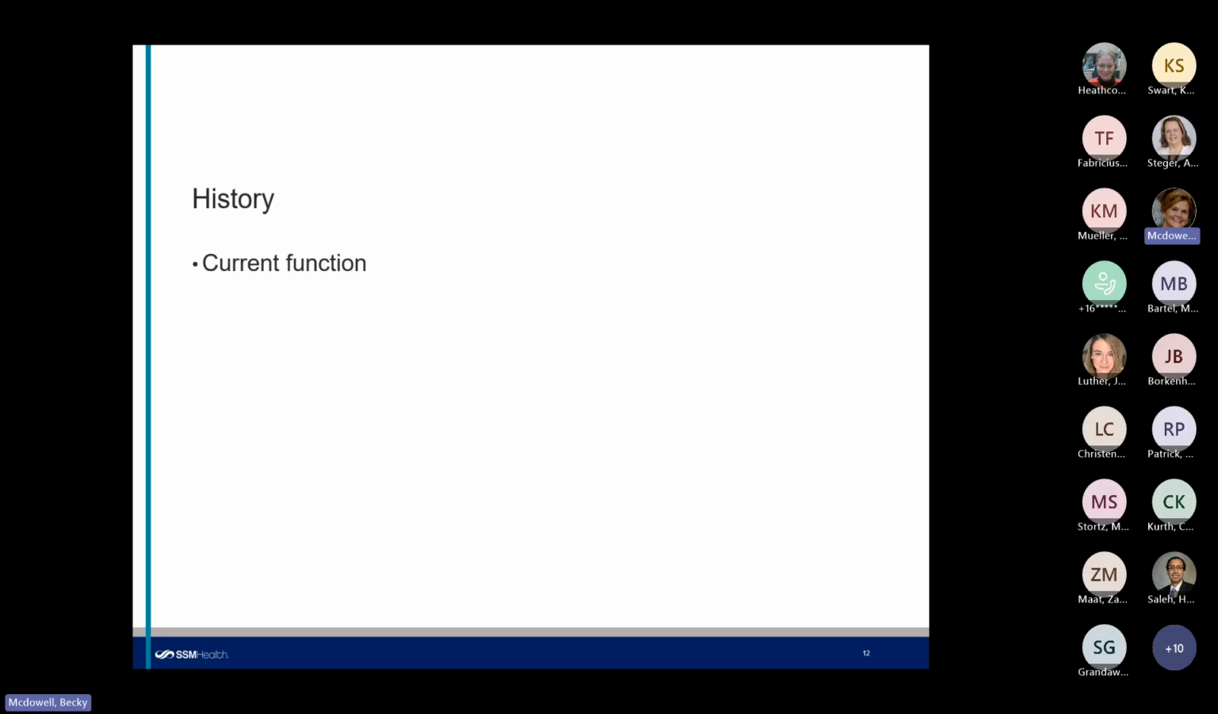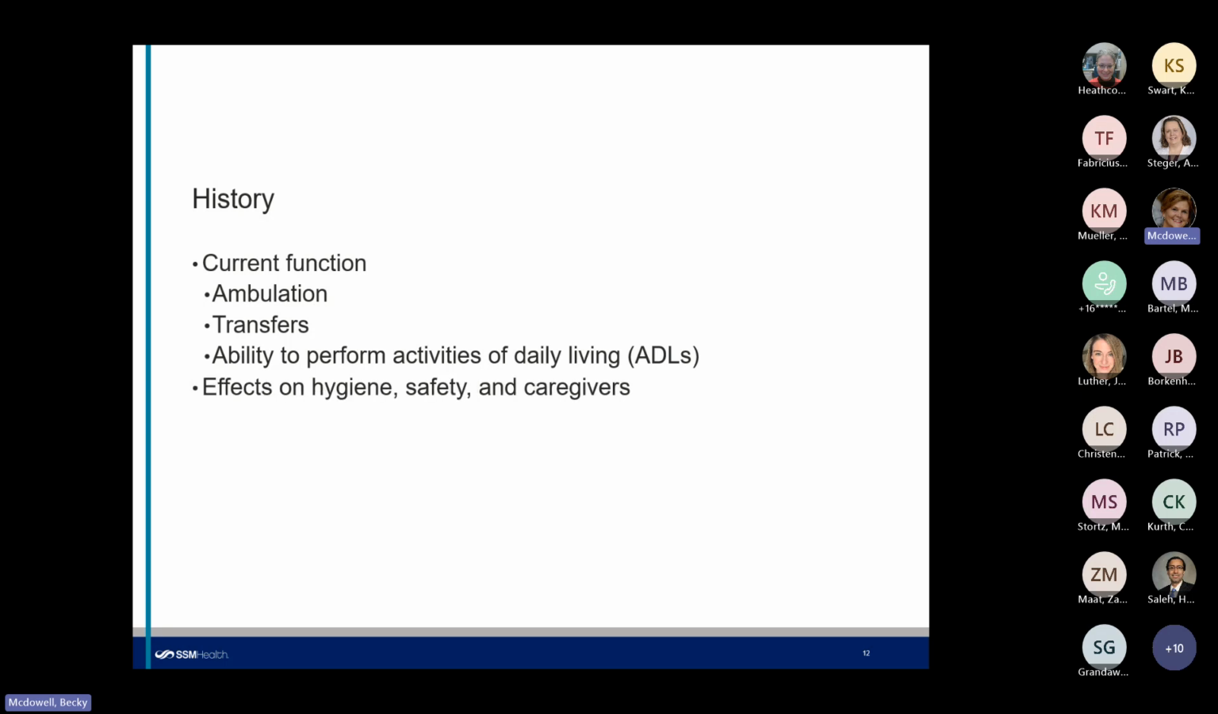I also want to know about the current function. Are they currently ambulating? And if they are, are they using a walker, cane, wheelchair? How are they getting around? How are they doing transfers? And are they able to do their activities of daily living, and how does the spasticity affect all these activities for the patient?